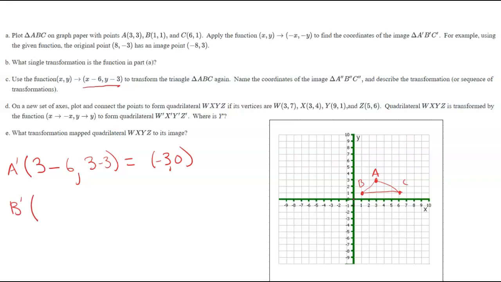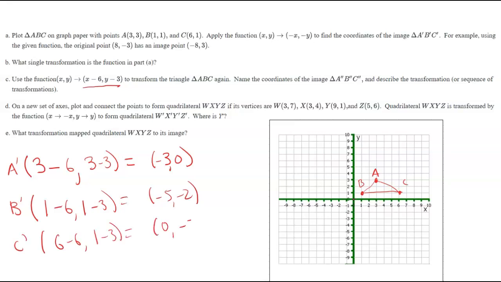That's all we're doing. So it's basically plugging in, simplifying an expression. So we'll solve it for B. So this will become 1 minus 6, and again, 1 minus 3. So this will give me negative 5, negative 2, and we'll do the same thing for C prime. This will be 6 minus 6, and then 1 minus 3. So this will give me 0, negative 2.